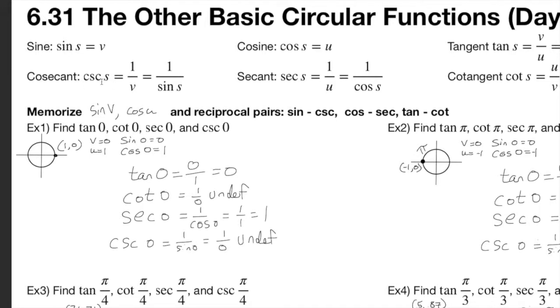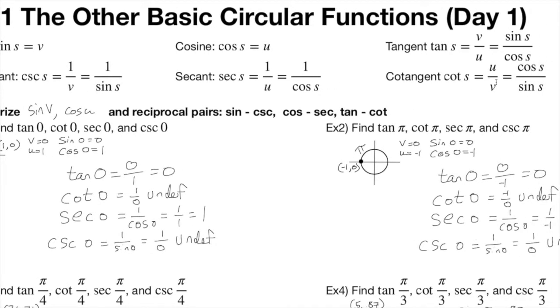Cosecant is here. Cosecant of s is defined as 1 over v. This was v, so this is 1 over v, the reciprocal. And it's the same thing as 1 over sine s. Secant s, u is cosine of s, so secant s is going to be 1 over u, its reciprocal. And the cotangent is going to be the reciprocal of tangent. V over u is tangent, and now cotangent is going to be u over v, cosine s over sine s.